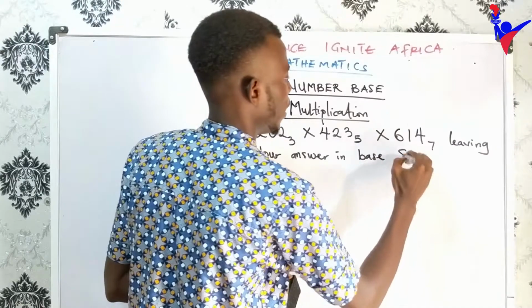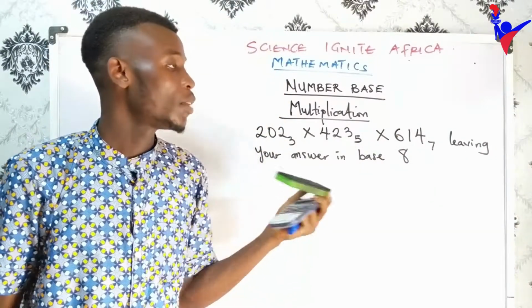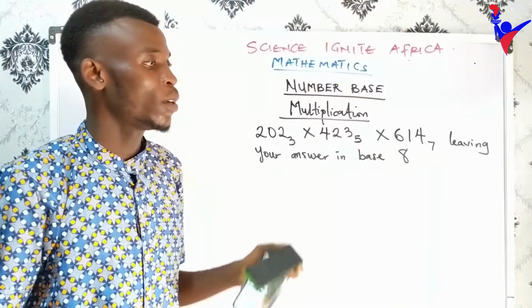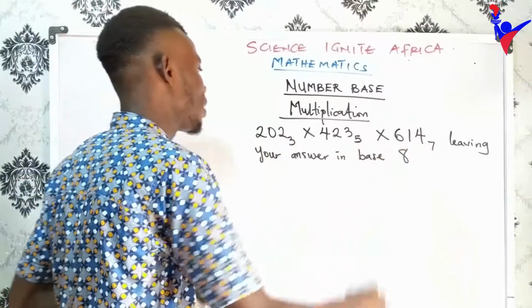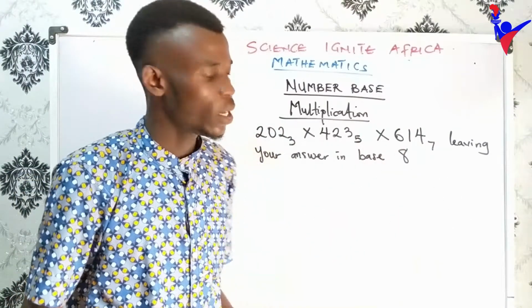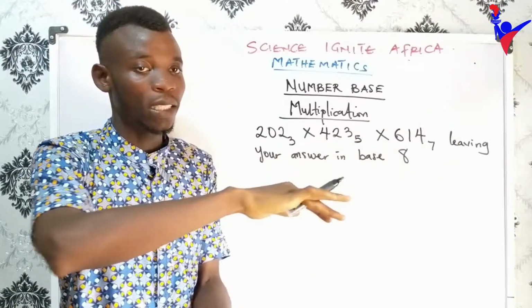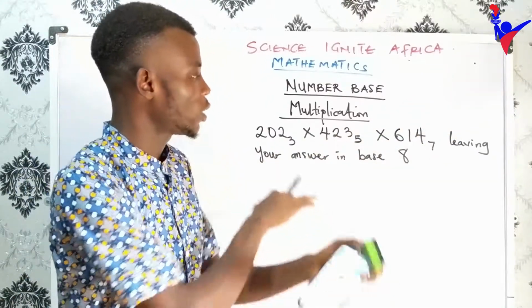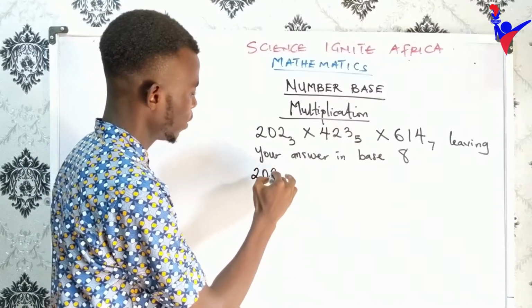So now we have this 202 base 3 multiplied by 423 base 5 multiplied by 614 base 7. We have to leave our answer in what? In base 8. What do we do here? The first thing we have to do, normally, since the three are in different bases, the best thing for us is to convert straight to base 10.